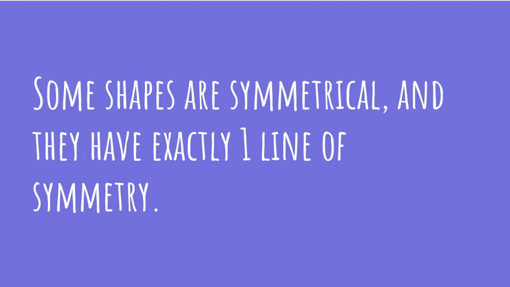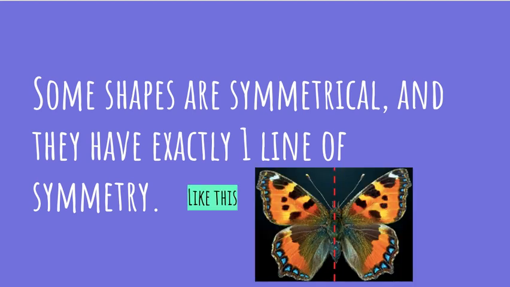Some shapes are symmetrical and they have exactly 1 line of symmetry. Like this shape. This butterfly has 1 vertical line of symmetry, but if we drew that line across horizontally, it wouldn't be symmetrical that way. It's only symmetrical vertically.